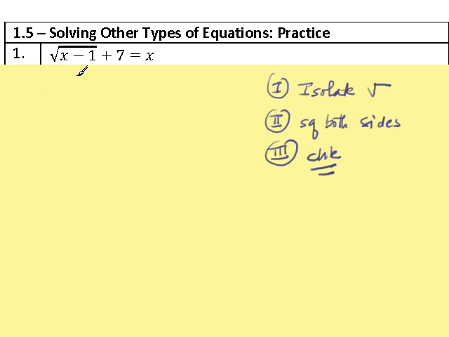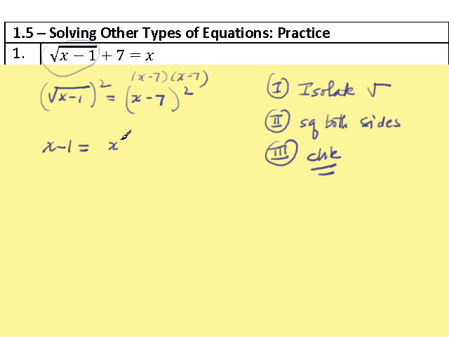All right, so here let's do that. Let's get this by itself. So we're going to subtract 7 from both sides. And now we're ready to square both sides. So here we have x minus 1. And here we're going to FOIL this out. This is x minus 7 times x minus 7.